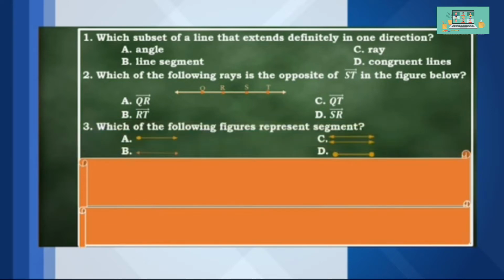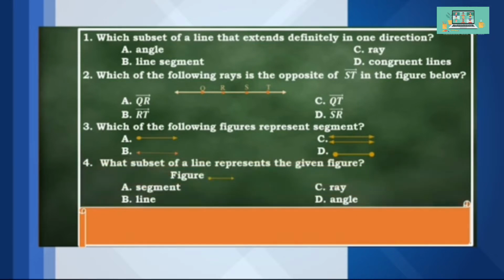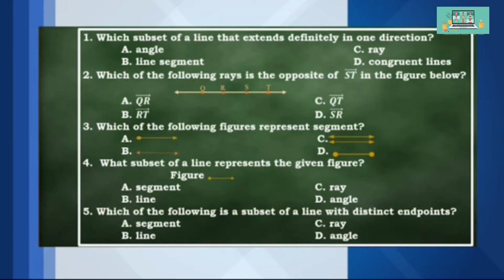Number 3. Which of the following figures represents a segment? Number 4. What subset of a line represents the given figure? A. Segment. B. Line. C. Ray. D. Angle.